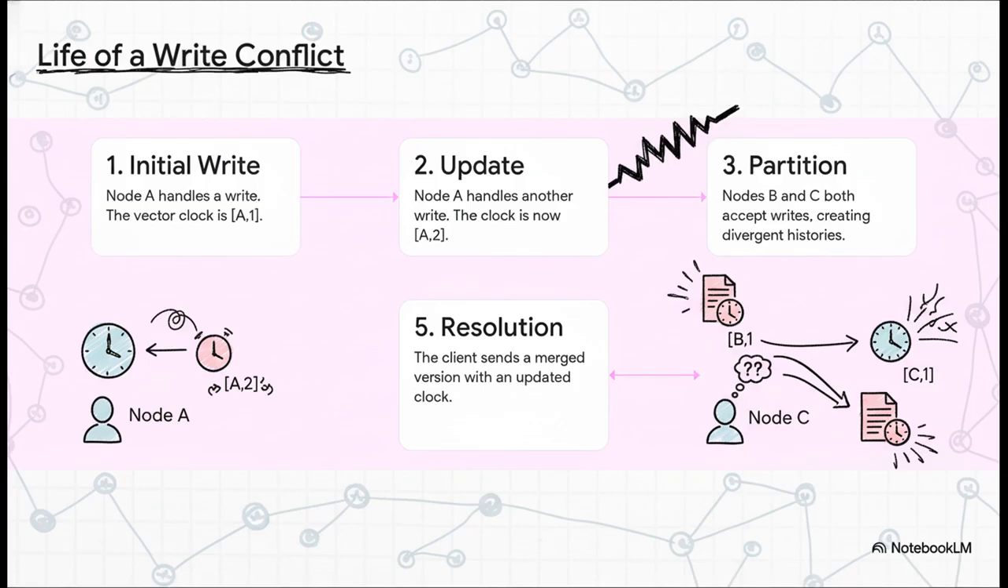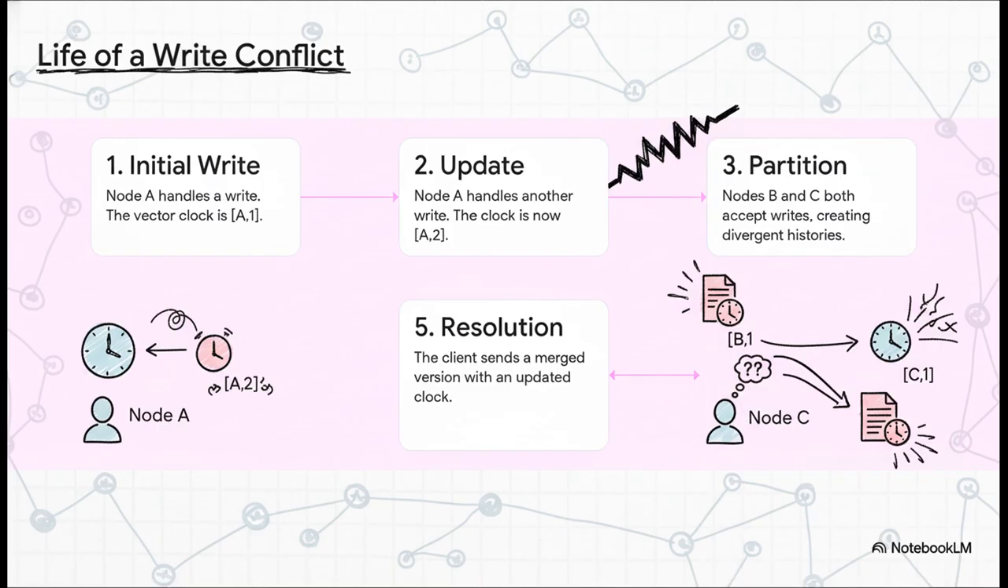Let's just walk through this. A client writes to node A. The vector clock is A1. It writes again, the clock increments to A2. Now disaster strikes. A network partition separates the client from node A. The client still needs to save its work, so it talks to node B and node C instead. Now we have two different versions of the data with two divergent histories.